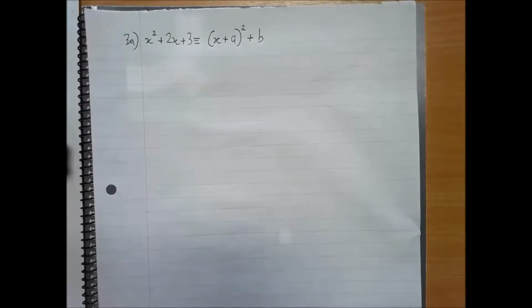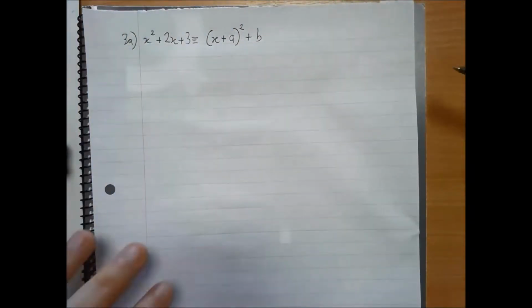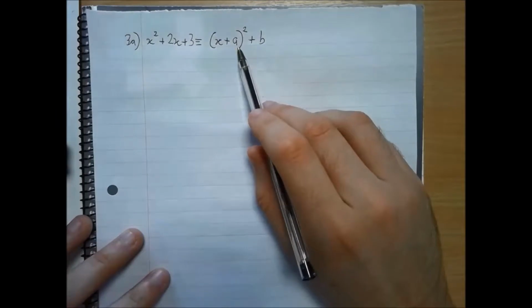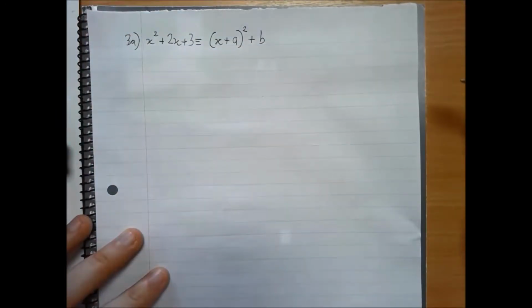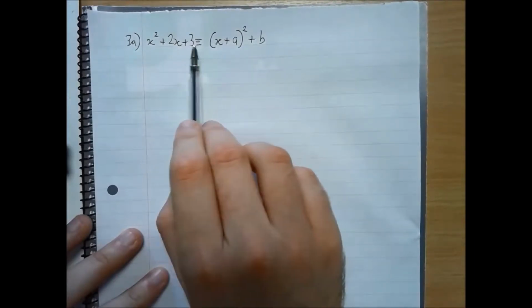Okay, so homework for question 3. We got x squared plus 2x plus 3 is equivalent to (x plus a) all squared plus b. So like in the previous question, we got this form here, we know it's completing the square. Now we're after finding a and b, and we know they're both constants. So what we're going to do first again is just complete the square for this.